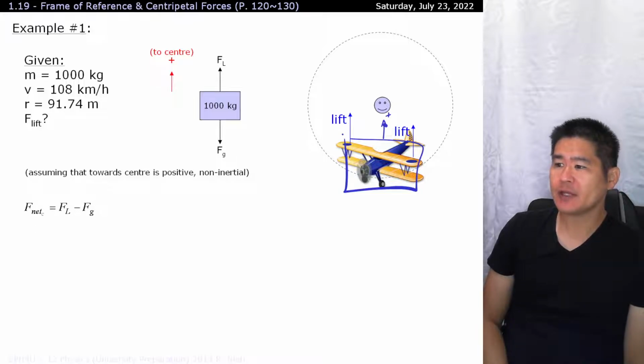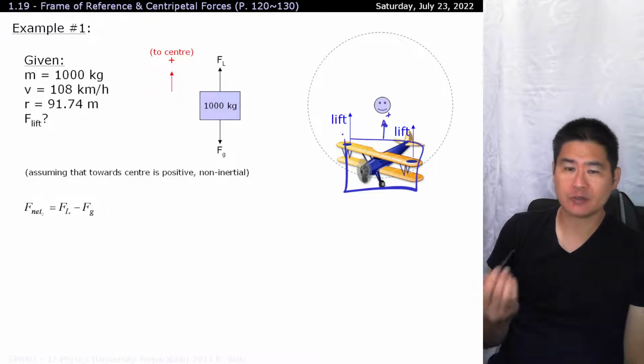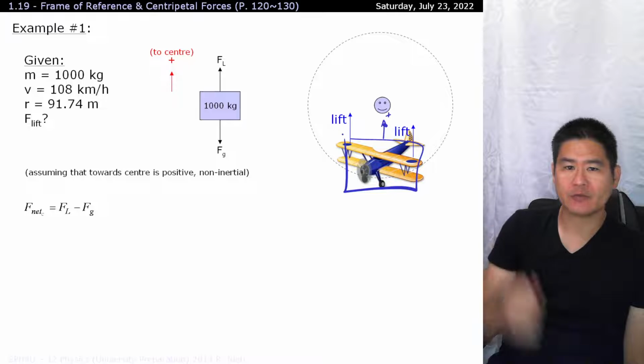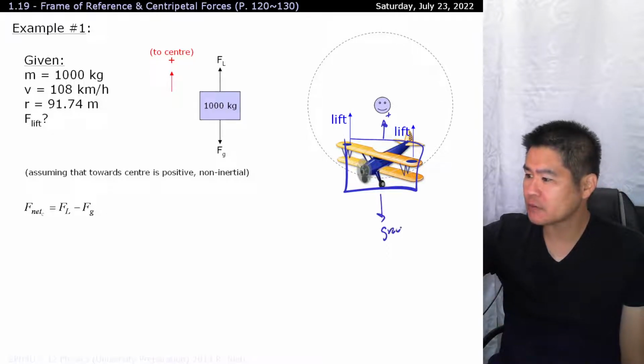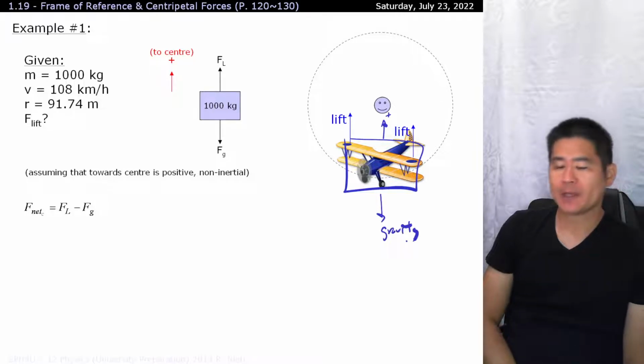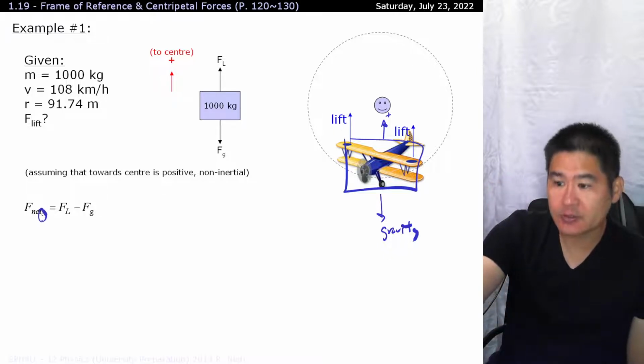Okay, so let's go and calculate out everything else now. All right, so our F net in this case over here, if we take it that towards the center is positive, is equal to the lift force of the wings subtract the force of gravity, which is pointing downwards. Okay, and our F net is the net force that allows us to orbit around. So it's F net C, if you see there's a little C over there.